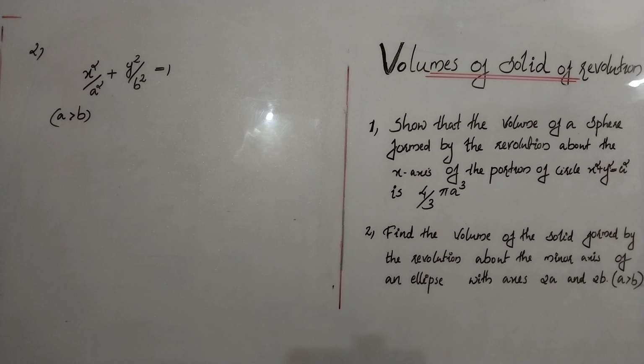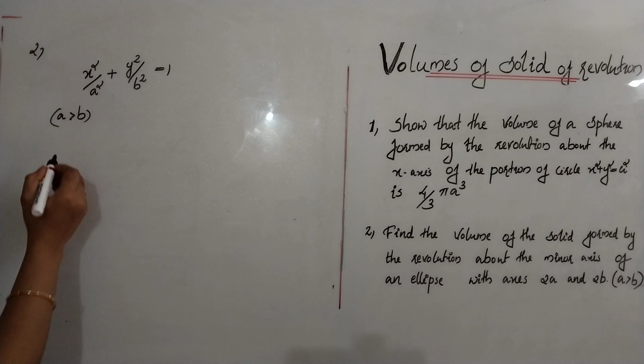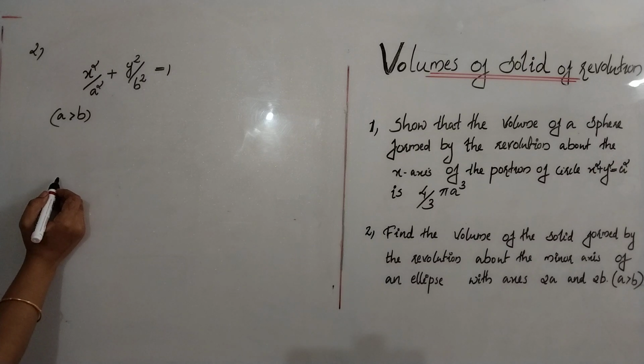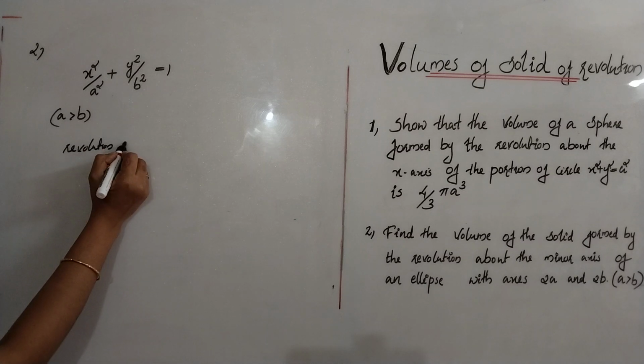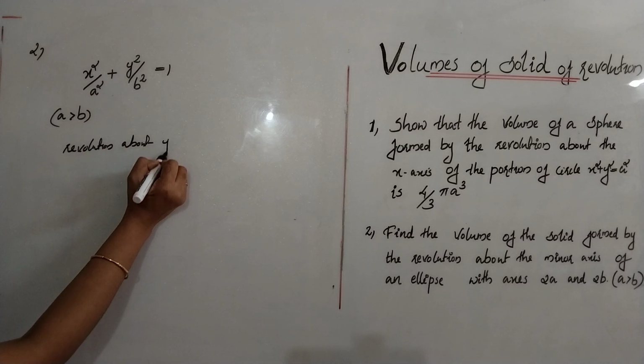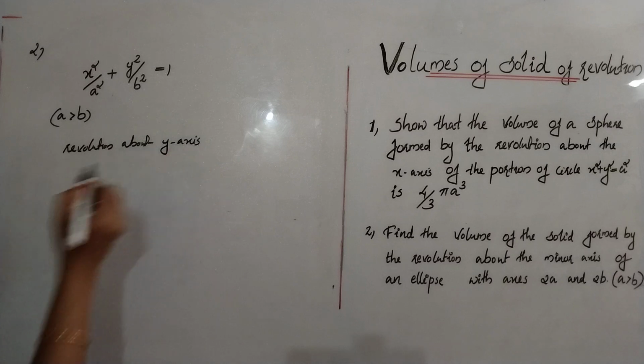Hence the required volume is obtained by the revolution about the y-axis of the area enclosed by the portion of the ellipse and the y-axis. Here in this question, it is clear that the revolution is about the minor axis, and a is greater than b. So the required volume is given by revolution about the y-axis, the minor axis.